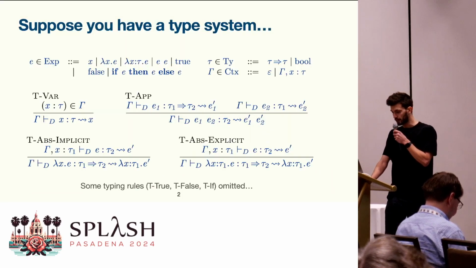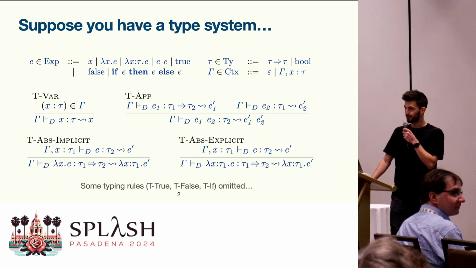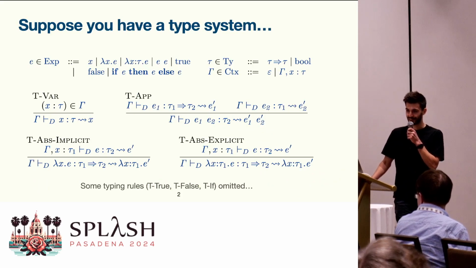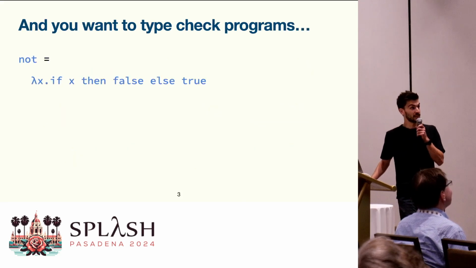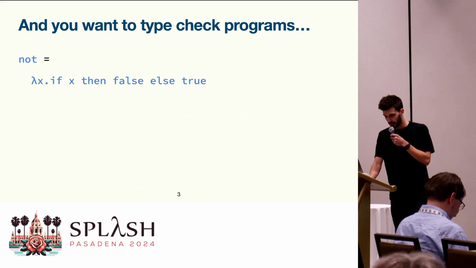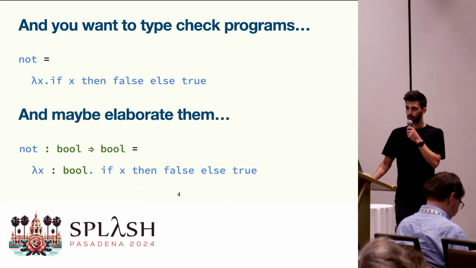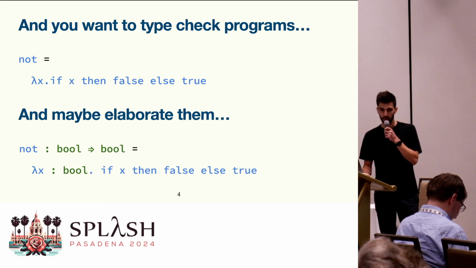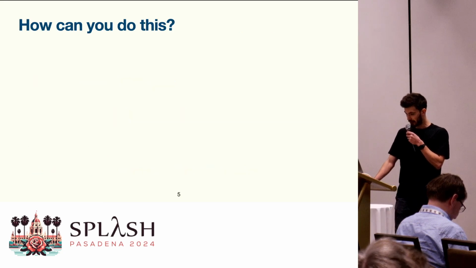So suppose you have a type system, and it looks like this. I thought my first slide should be inference rules. This is, after all, the type session. And you want to type check programs such as this one. And maybe you want to elaborate them, meaning you want to decorate them with explicit type annotations. How do you do this?